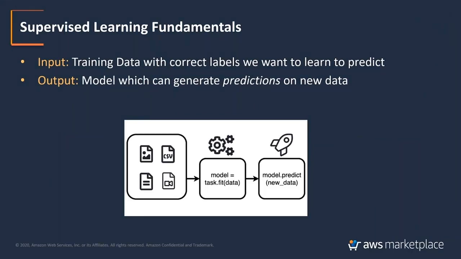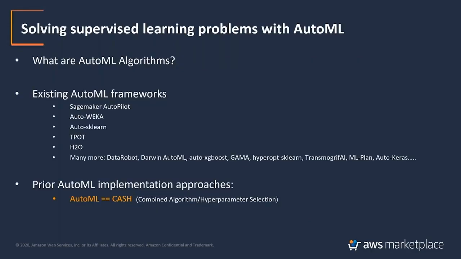So first, let's talk about the domain that we're trying to solve. We're talking about supervised learning. So in this scenario, we have input training data with the correct labels we want to learn to predict. And the output will be the model which can generate predictions on new data. So it's fairly straightforward in that you have examples of something that you want to have the model learn, and then it learns to predict: is this a dog, is this a cat, etc., or how much is this house worth, and so on.